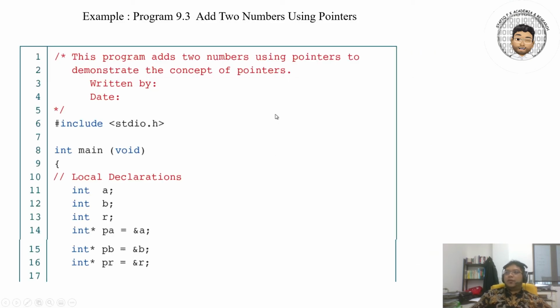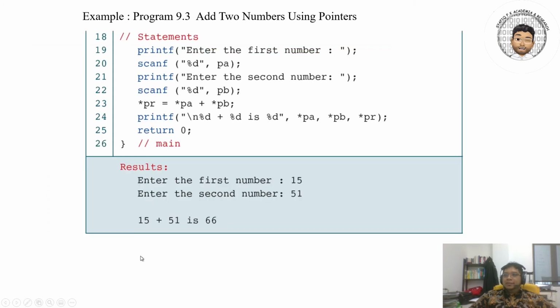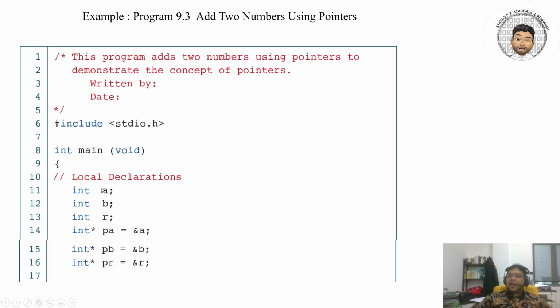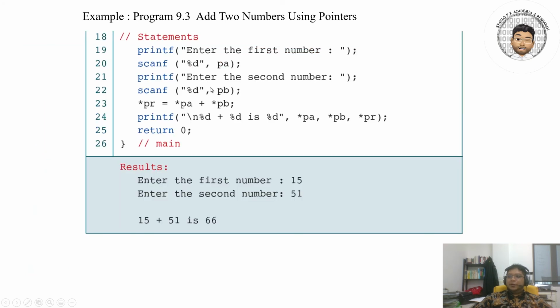So there are a lot of programs that use two numbers as pointers. For example, here we have integers a, b, r, so we have pointer a, pointer b, pointer r. You can enter any number. Here you can see that scanf is using pa, pointer a, and not using &a.